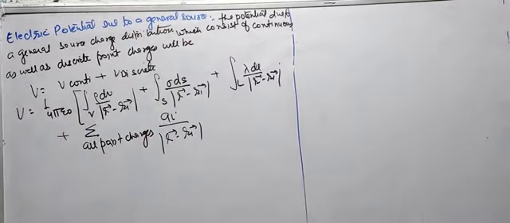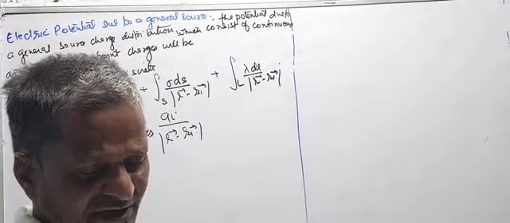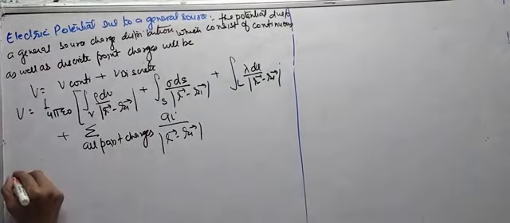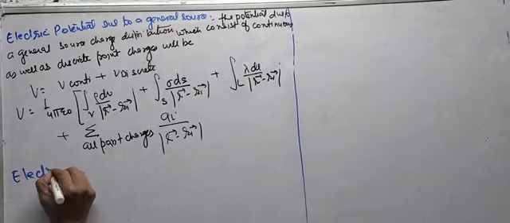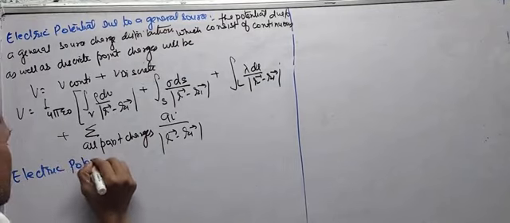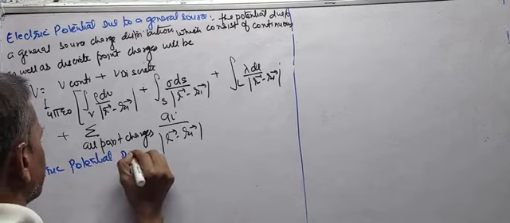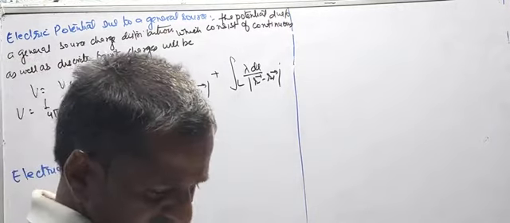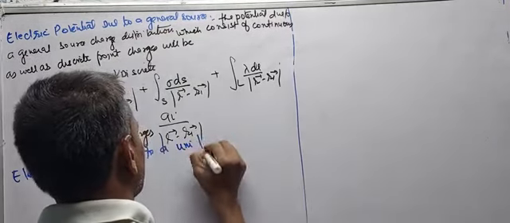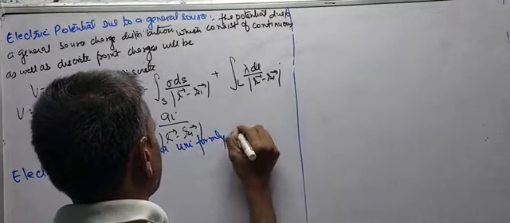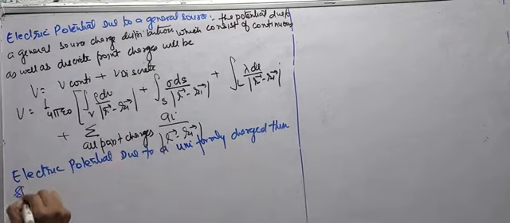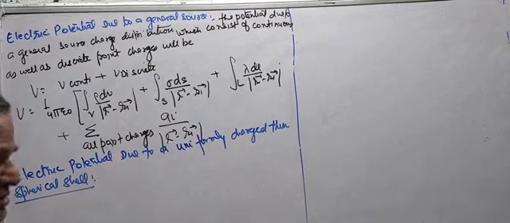Now friends, we will describe electric potential due to a uniformly charged thin spherical shell.